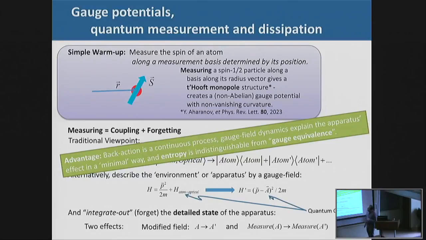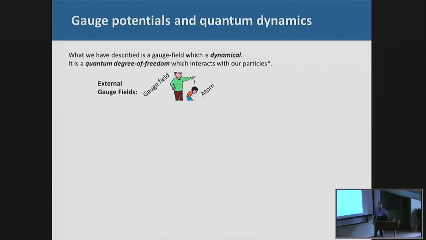One advantage of thinking about things this way is that the back action that we get from making a measurement is a continuous process. If we think about these gauge field dynamics as explaining the apparatus's behavior in a minimal way, then we can see that the entropy is indistinguishable from this idea of gauge equivalence. If we're thinking about how this measure works, about how the number of states which are gauge equivalent is changing, we can associate that with the entropy that's carried out by the apparatus. Okay, so what are we doing here?